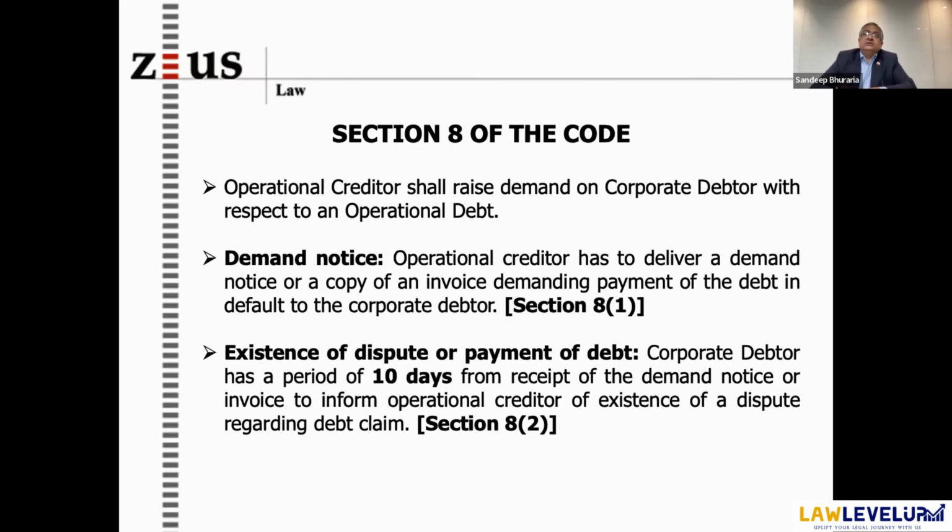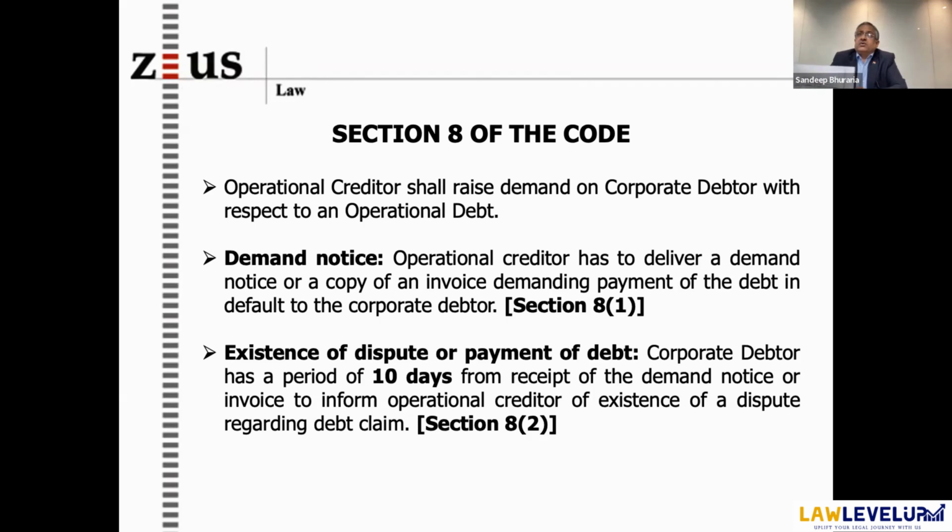So there is a distinction between Section 7 and Section 9. In case of a financial debt, before initiating a proceeding under Section 7, no notice of demand is mandated to be served. But before initiating a proceeding under Section 9, it is mandatory for the operational creditor to deliver a demand notice. Now, once a demand notice is delivered, the corporate debtor is provided a period of 10 days from the receipt of the demand notice to inform the operational creditor of the existence of any dispute against that claim.